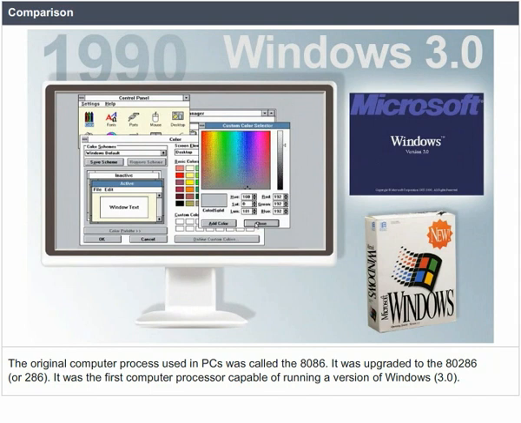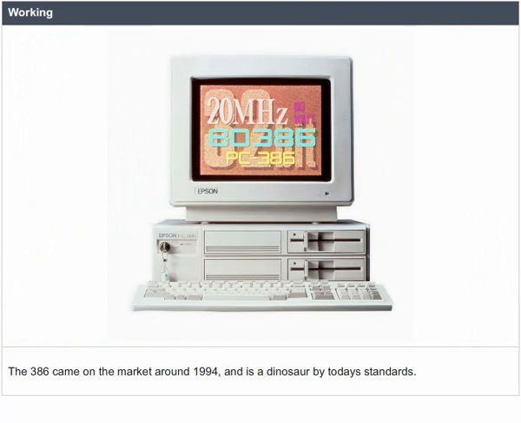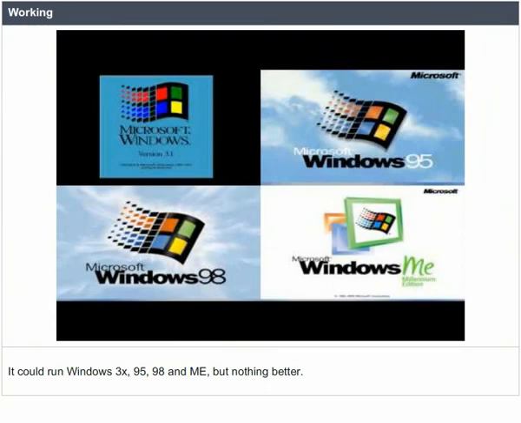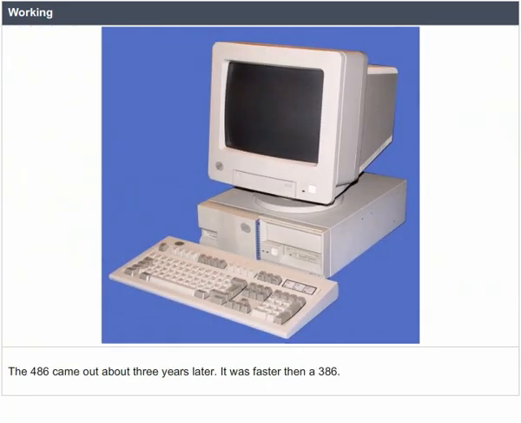Working. The 386 came on the market around 1994 and is a dinosaur by today's standards. It could run Windows 3.x, 95, 98 and ME but nothing better. The 486 came out about 3 years later. It was faster than a 386. It could usually handle Windows 2000 and XP as well as the 9X versions of Windows.